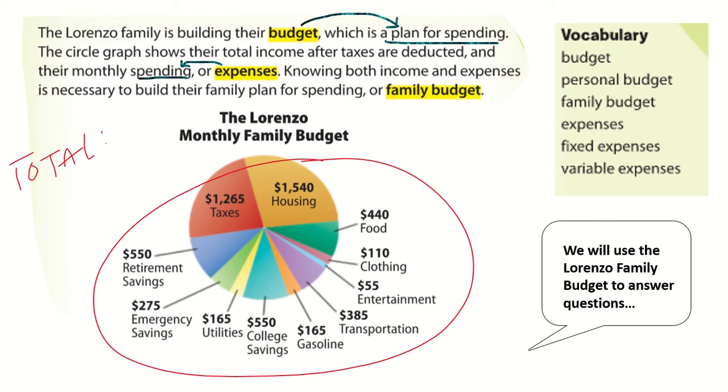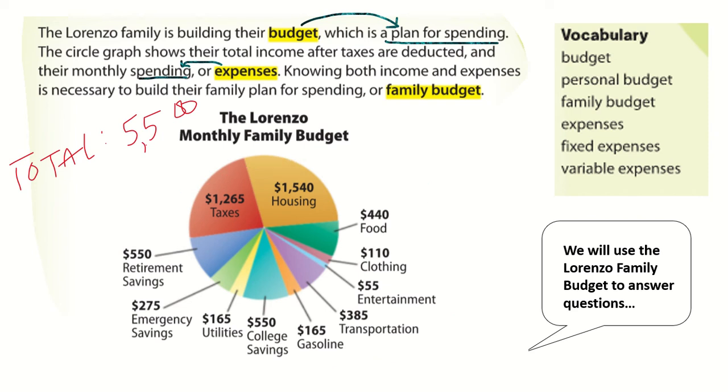Okay, so I've added everything up and I got 5,500. That's all of the money in their monthly family budget. And that total has been divided up into so many categories. We can see that the largest category is housing. This is the one that's taking up the most money.